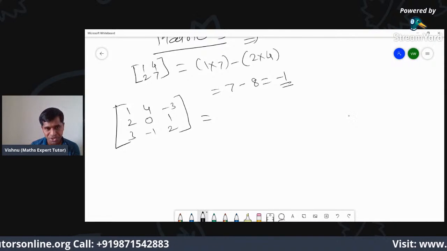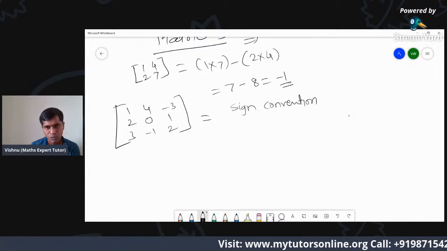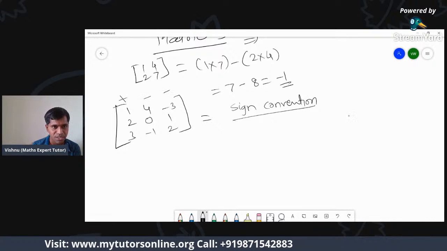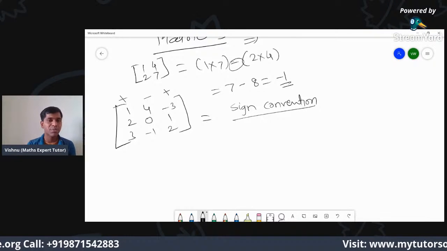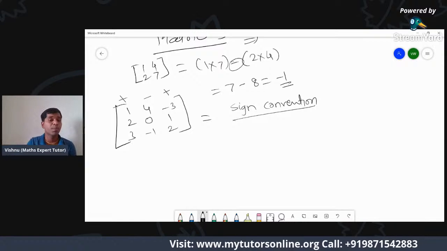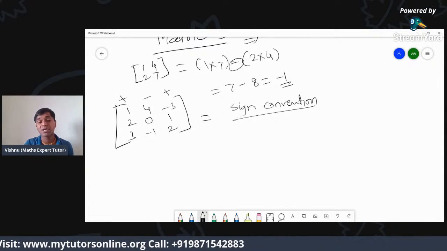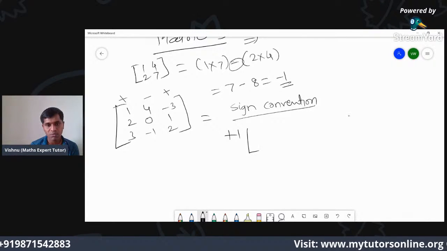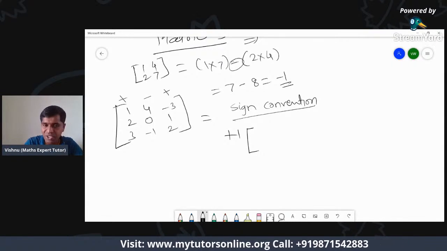So the sign convention is this is considered plus, this is considered minus, and this is considered plus. This will go on for every number, diagonal elements minus the multiplication of the other two elements. In general the sign convention is plus, minus, and plus. So plus 1, plus 1. What is the next convention?